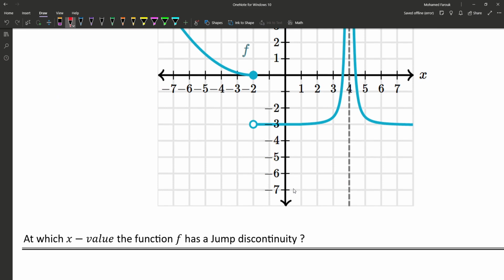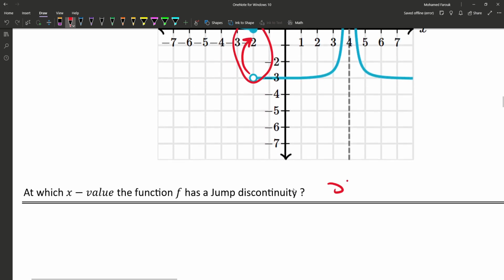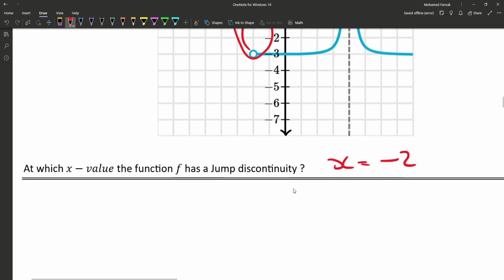Okay, this one, which x value does the function have a jump discontinuity? At first, the function is discontinuous at -2 and at 4, but which one of them is a jump discontinuity? This one is a jump discontinuity. It's like you jumping from one point to the other. So at x equal to -2. Okay, next one.